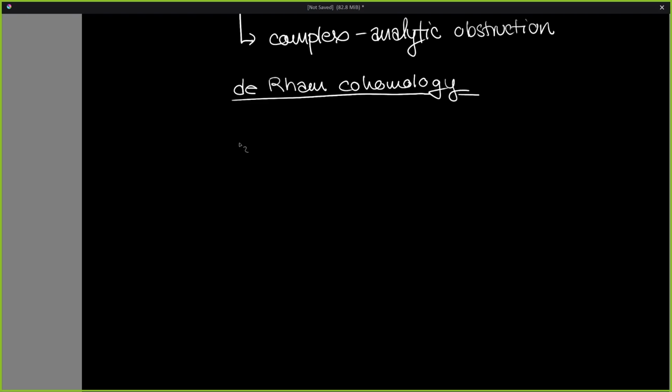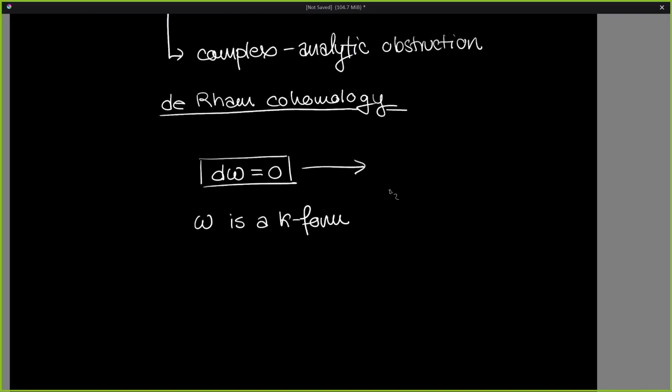So let's say that we have the equation d omega equals 0. If omega satisfies this, if omega is a K form, then we call omega a closed K form. Right now, whenever I say form, you'll know that I'm talking about a differential form. We're no longer, I don't think anywhere in this lecture, going to be talking about exterior forms. So every form that I mention here is a differential form.